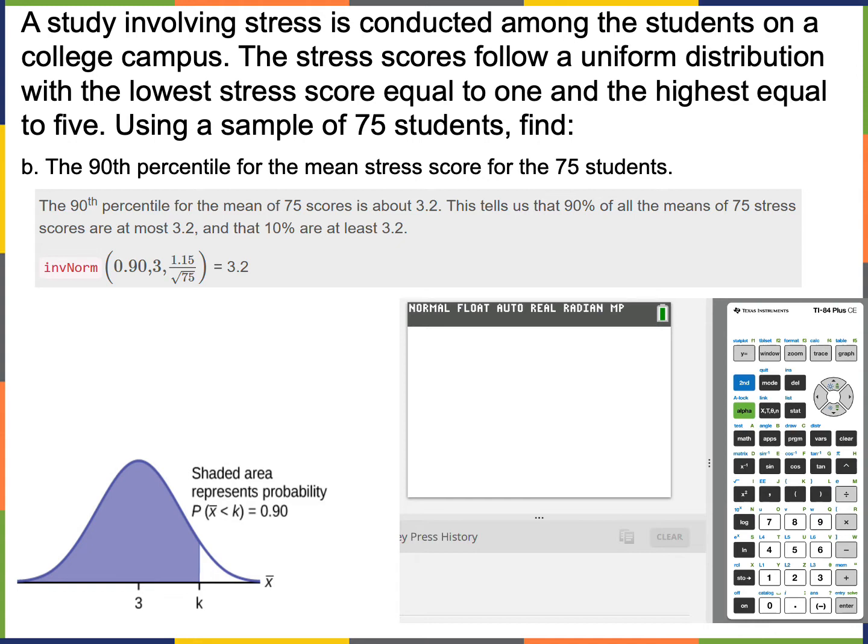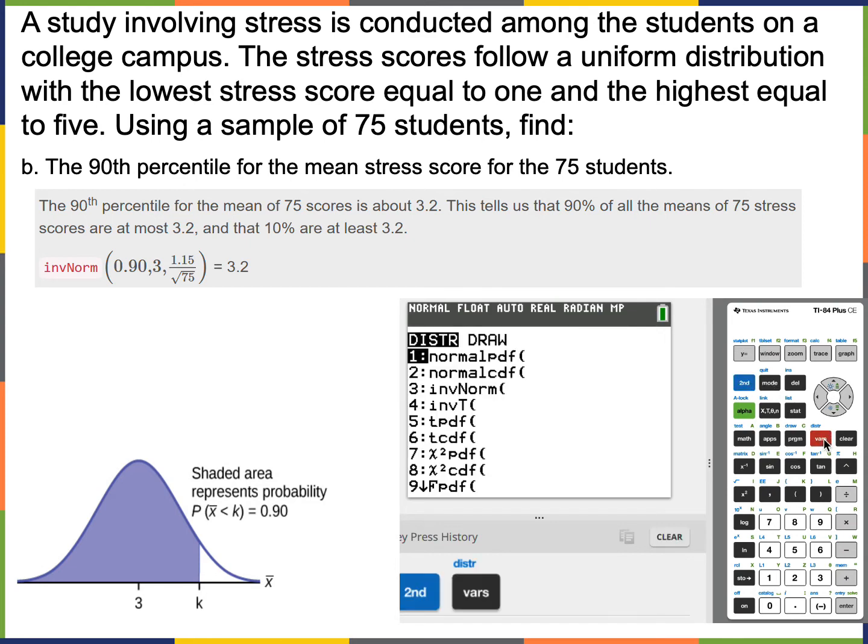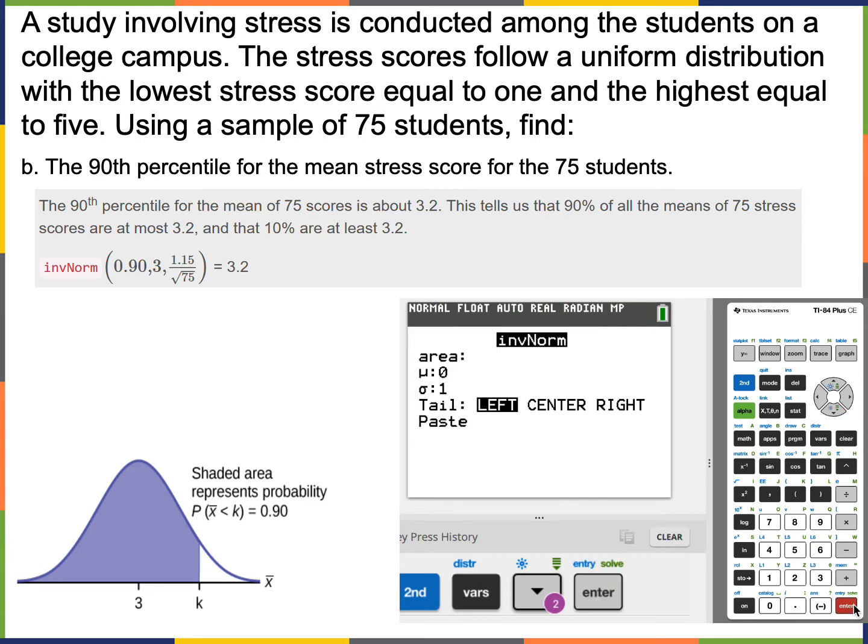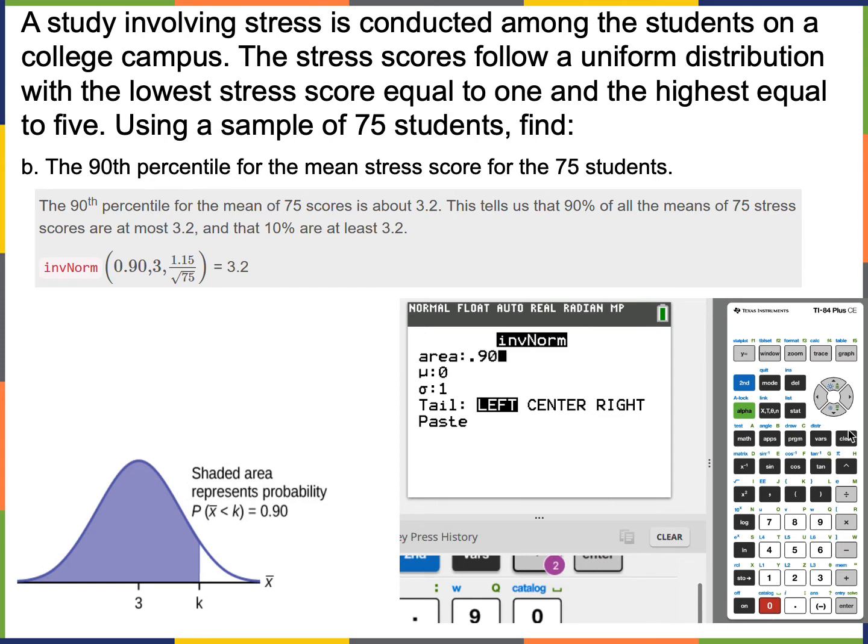The mean is 3. Because we're talking about the 90th percentile for the mean stress score, the standard deviation that we enter here, according to the central limit theorem, is 1.15 over square root of 75. So we plug all that in. So let's go ahead and do that. We do second, vars, distribution, down to inverse norm, hit enter. Your area is 0.90 because you're finding the 90th percentile.